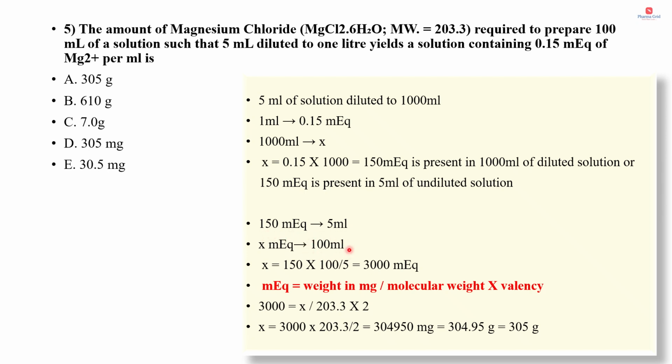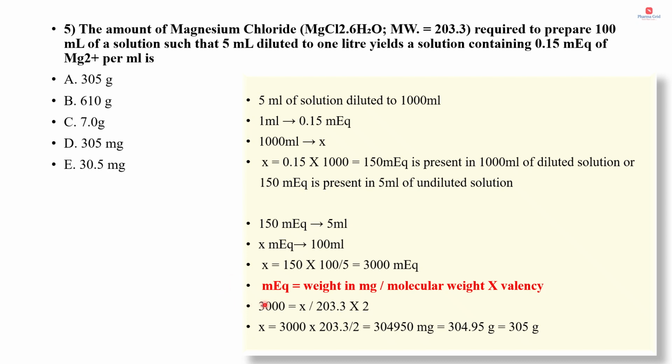Now we need to find the number of milliequivalents present in 100 ml, because here we need to prepare 100 ml of the solution. Let it be x. The number of milliequivalents present in 100 ml, take it as x. Find the value of x by cross multiplying, that is 150 into 100 divided by 5, that is equal to 3000 milliequivalents.